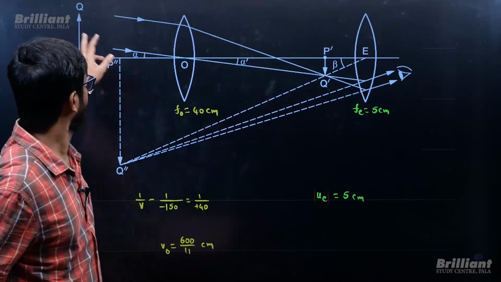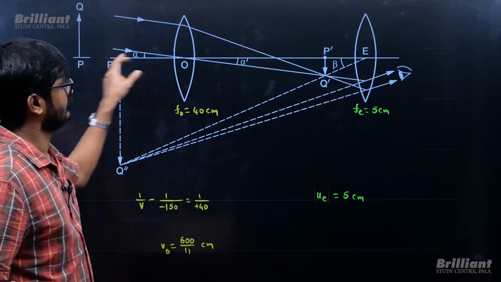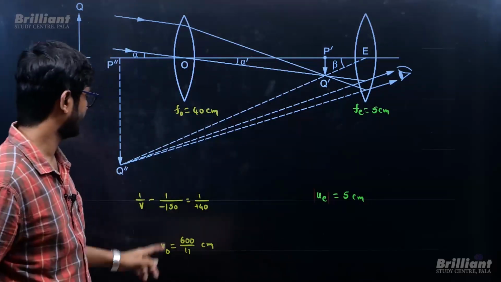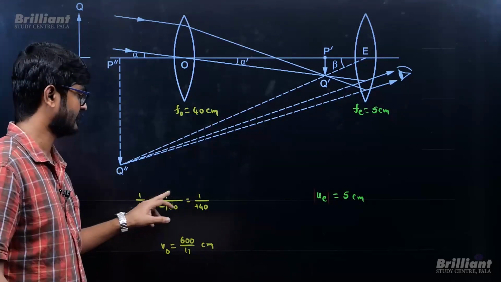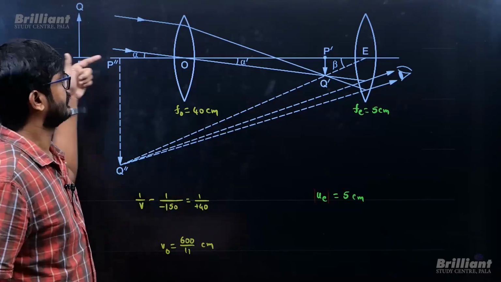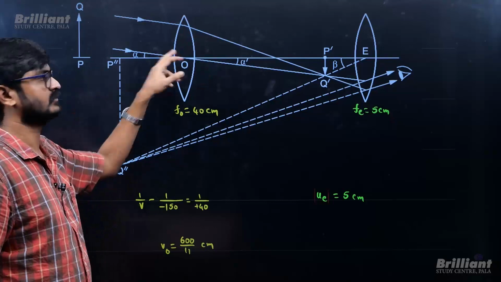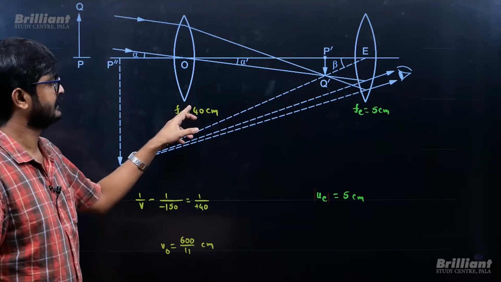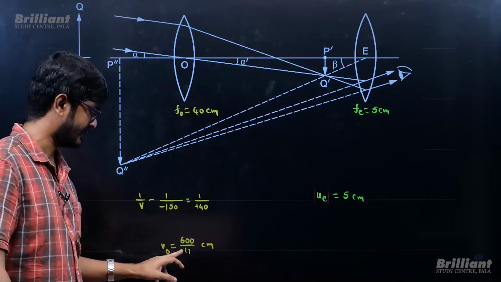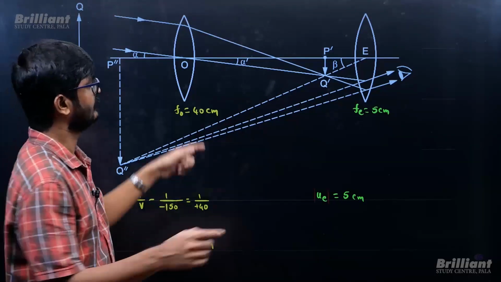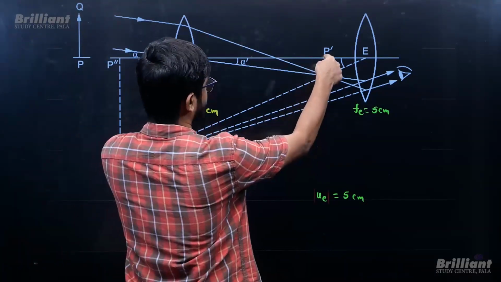Now, object is placed at 1.5 meter, so we will be finding where the image is getting formed. For that, I will be using lens formula 1/v − 1/u = 1/f. Incident ray is going this direction, so this direction is positive, this direction is negative. So object distance is −150. This focal length is 40. When you do the calculation, you will get 600/11. The meaning is image will be formed at a distance 600/11.